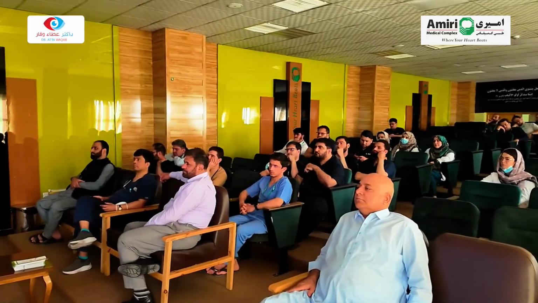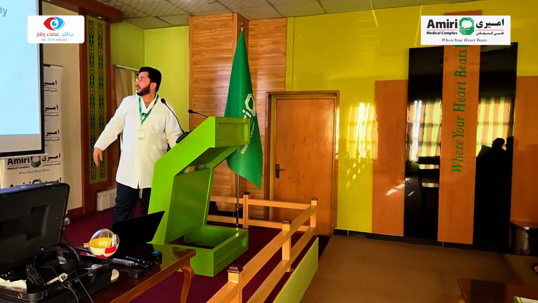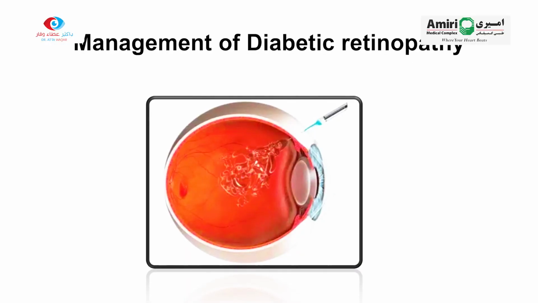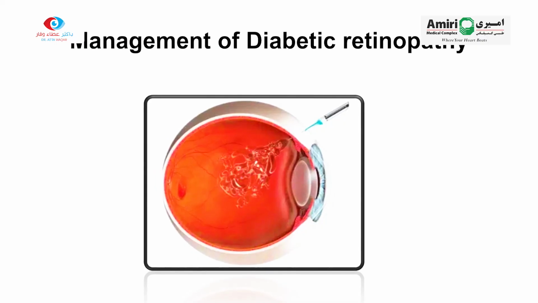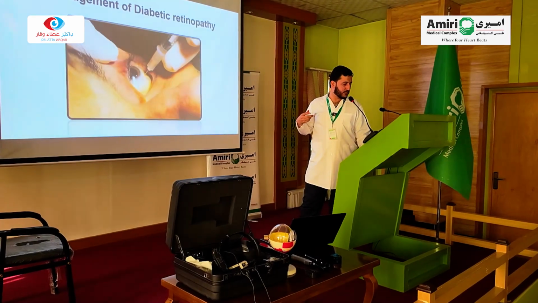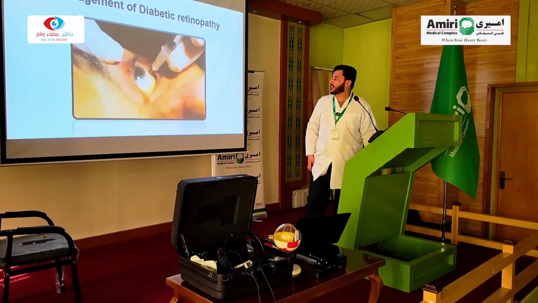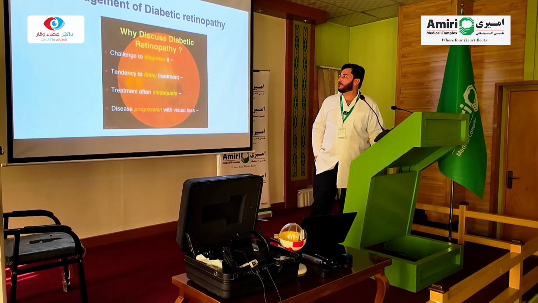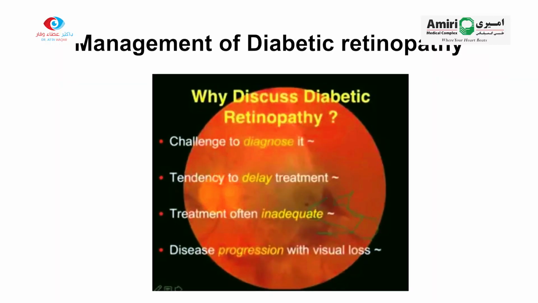Okay, so we have Avastin, Eylea, ranibizumab, which is more expensive, and this is the new one. We are injecting 0.05 milliliter every month, like this, directly into the vitreous. I am not going into the technical side of that. So why are we discussing diabetic retinopathy?